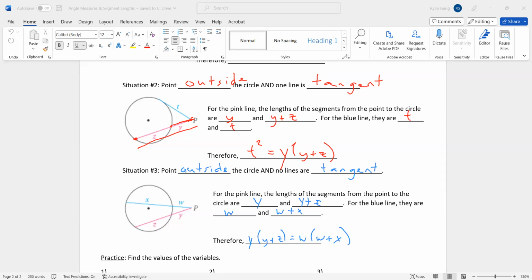You might be wondering why there's not a fourth situation where we have a point outside the circle and both lines are tangent. It's because we know from the tangent line lesson that both of the tangent lines are congruent. So we don't really need a situation 4 because we've already taken care of that. So now let's practice it.